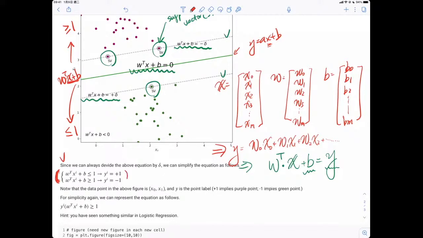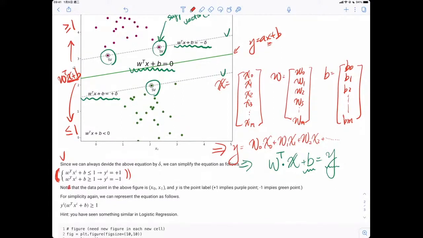然后我们就会有下面这个式子，而且这不是一般性，是一模一样的。Note that the data point in the above figure is x0 and x1. 啊，就是注意哈，这个平面是没有 y 的哈，我们 y 是用颜色做 label。We use color to represent y. Actually, y is not on the surface. Okay. So, for simplicity again, we can represent the above equations as follows.